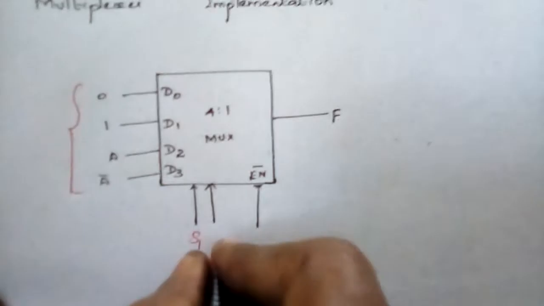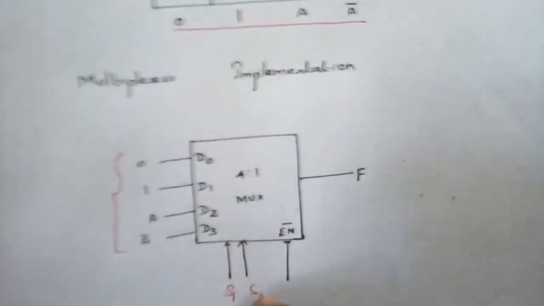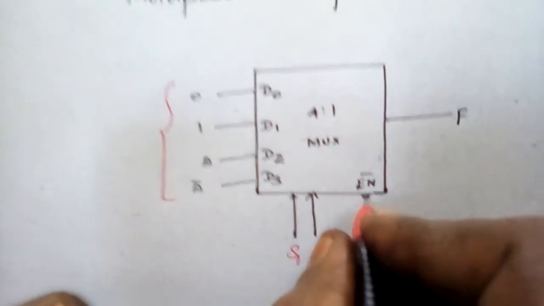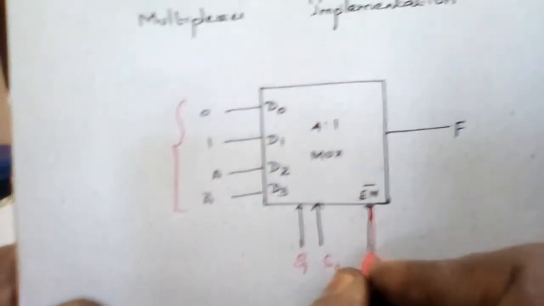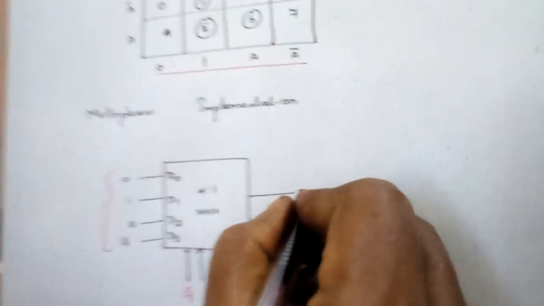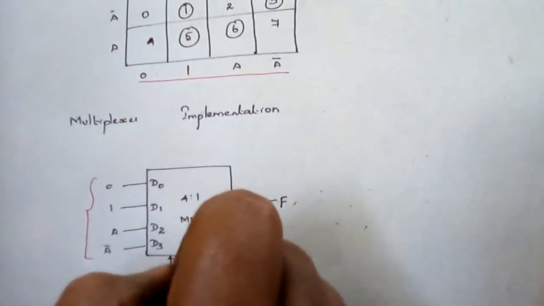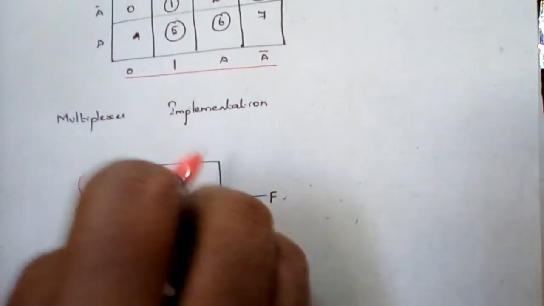And for the multiplexer, we need to have select inputs S1 and S0. I am considering the select inputs as S0 and S1. And in addition to that, there must also be an enable. So here this is the enable, and this is the function. For the provided function, we have designed the 4:1 multiplexer.